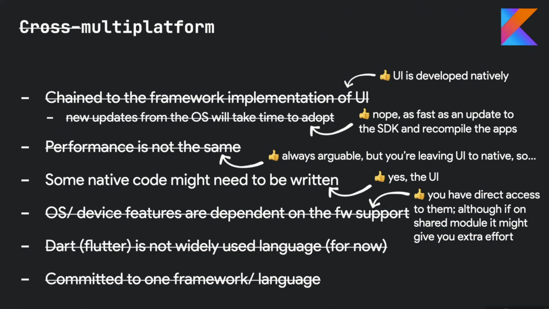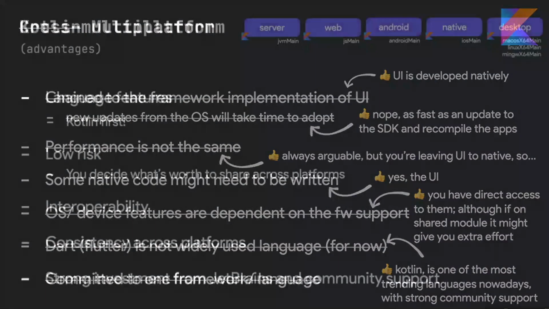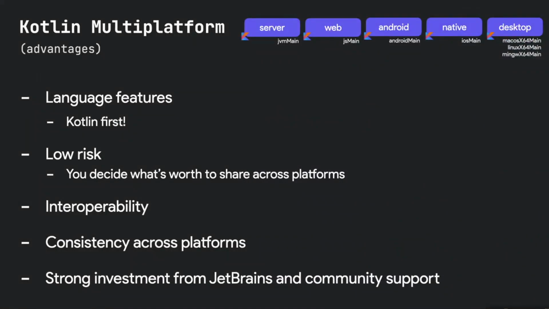So you have direct access to everything. Since when you have a shared model, it might take a bit of effort for you to write more code to access some specific parts, but you have complete access to everything. Kotlin is one of the most trending languages nowadays with amazing community support, so you have the advantage of using one of the best languages at the moment.